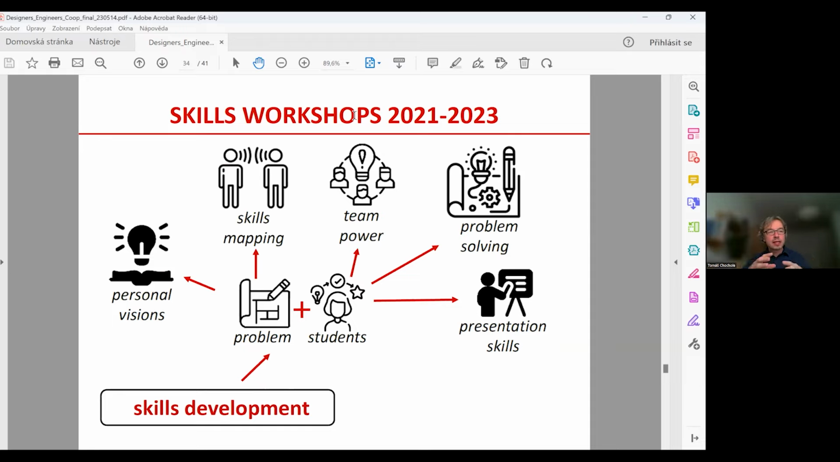After that, we are working in small teams, small groups, building team power, a good team feeling, and trying to find creative solutions for problem solving, because we are simulating the real process when the students will graduate and work in companies, or apply for a job on the job market. And the last thing is the presentation skills. In the middle of this map, you can find the problem and the students, and we have the way how we can develop their skills.